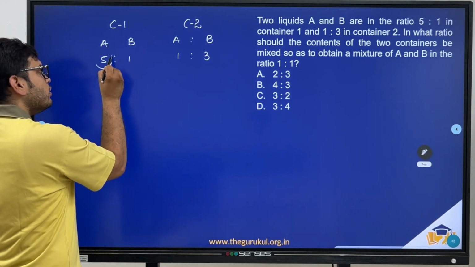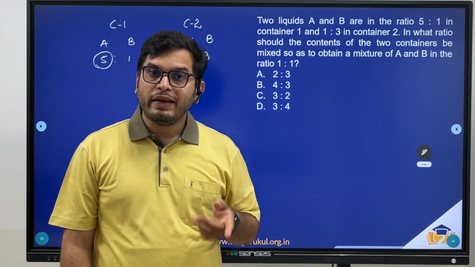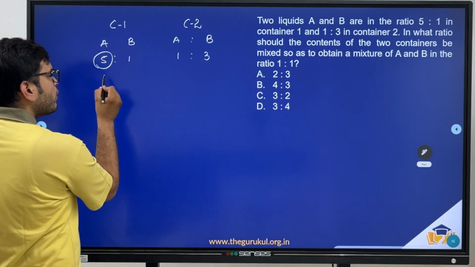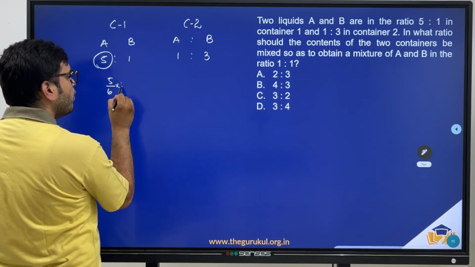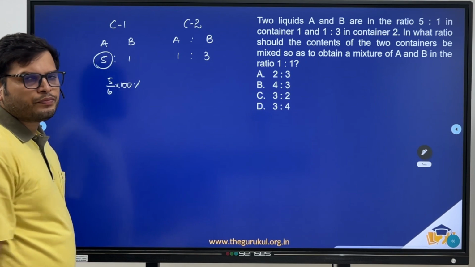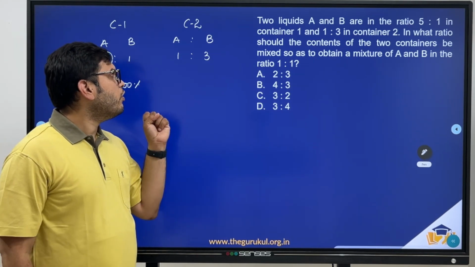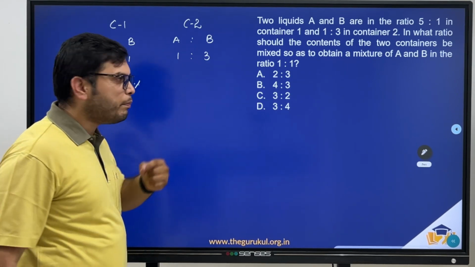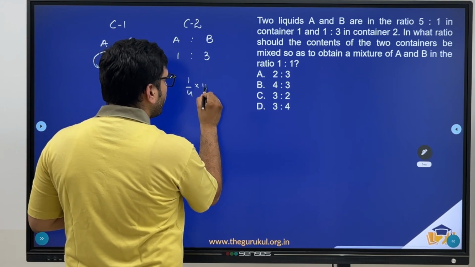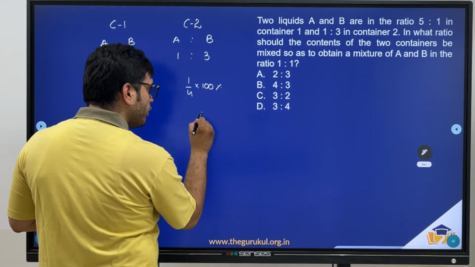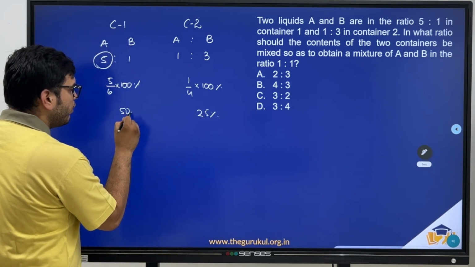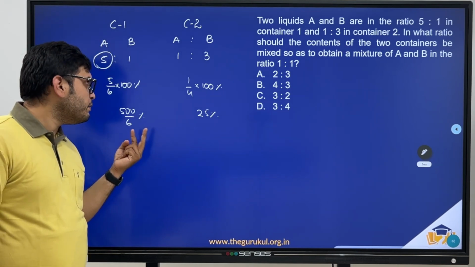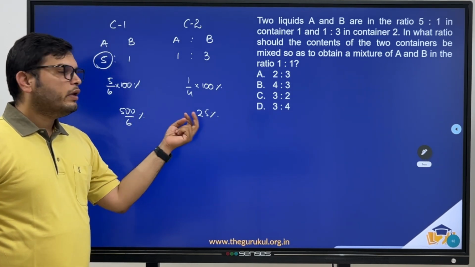Now what is the concentration of liquid A in the mixture in container 1, right? So out of 6 parts, 5 parts is of A, so the concentration would be 5/6 into 100%, right? Now similarly, what is the concentration of liquid A in the mixture contained in container 2, right? Out of 4 parts, A is 1 part. So 1 by 4 into 100%. Right. Now this is nothing but 25%. This is 500 by 6%. Right. So the amount of A in container 1 is 500 by 6%.